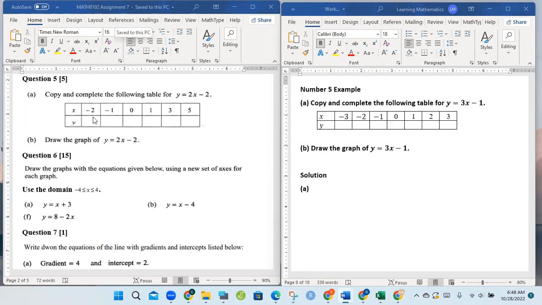And it says we're going to complete the table and draw the graph. So we're going to get a straight line graph. So here is an example like it. Copy and complete the following table for y is equal to 3x minus 1. And here are the x values, the domain. And it says for part B to draw the graph.